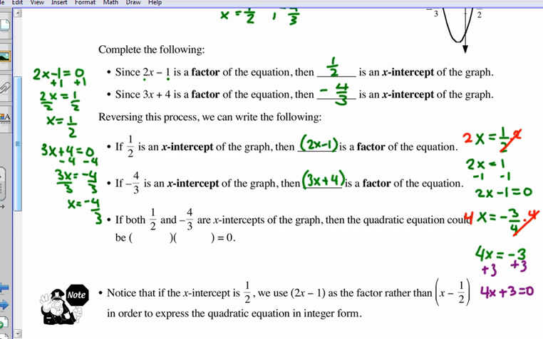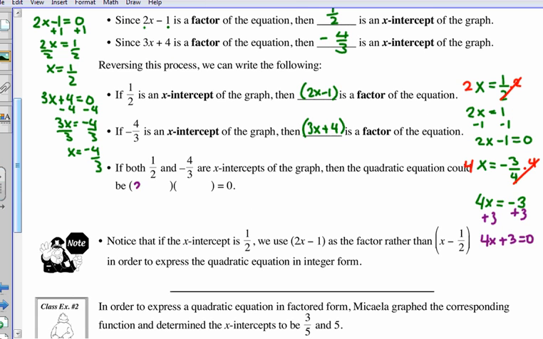So we have 2x minus 1 multiplied by 3x plus 4. So notice how we always use 2x minus 1 instead of x minus 1/2. We always want to avoid fractions because it's not proper to write it in that form.